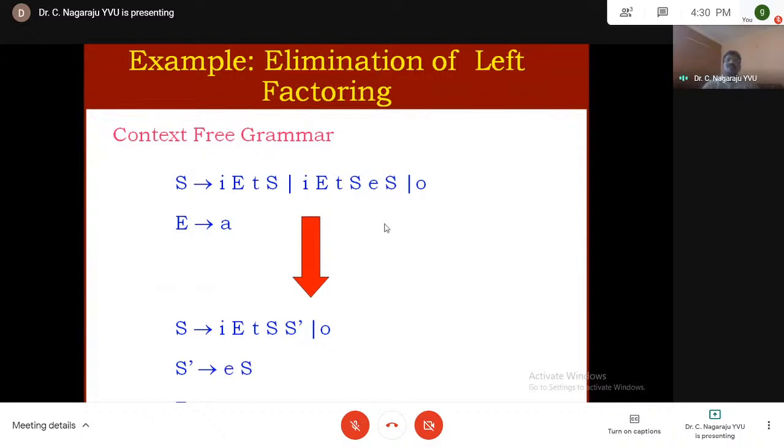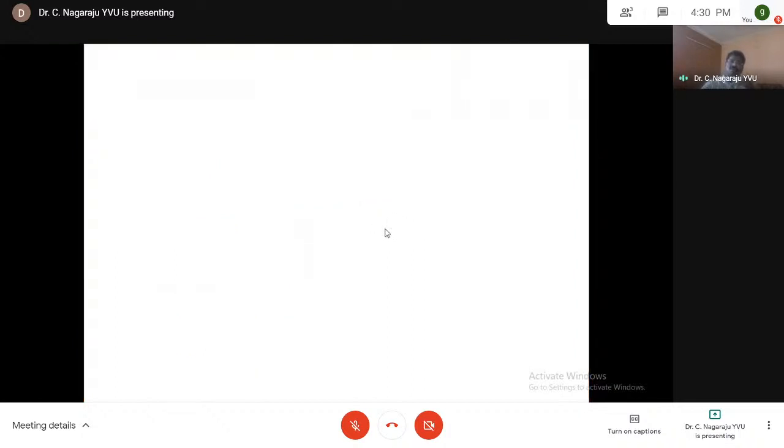Have you understood that? When left factoring comes, if two or more productions have a similar prefix of a specified number of characters, then we call it a left factoring grammar. Understood that? We have already studied this.